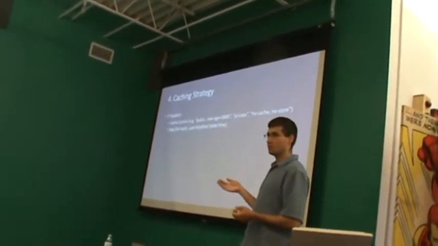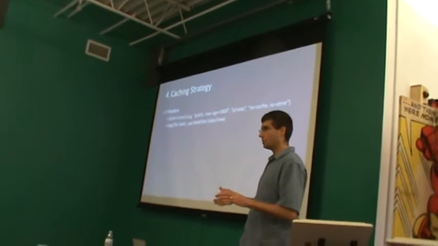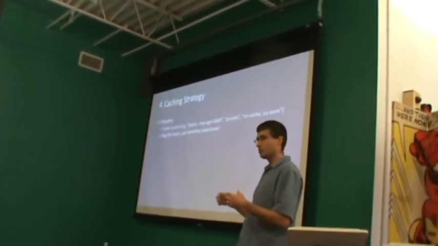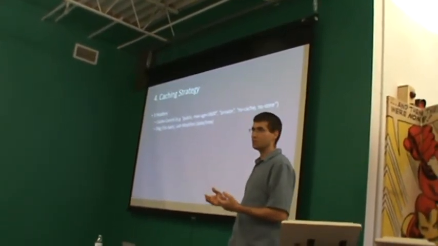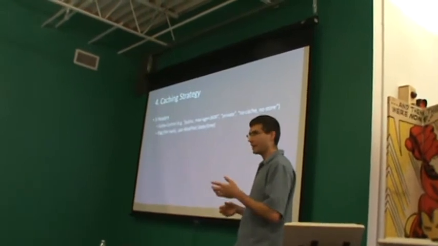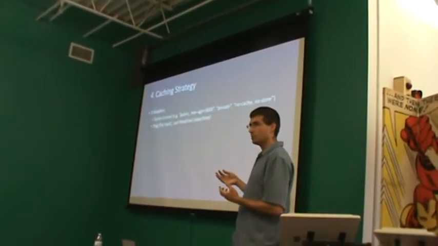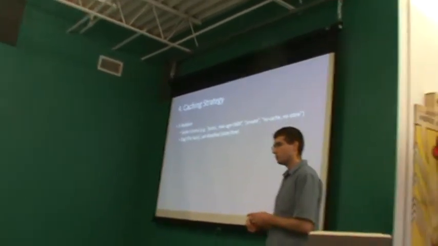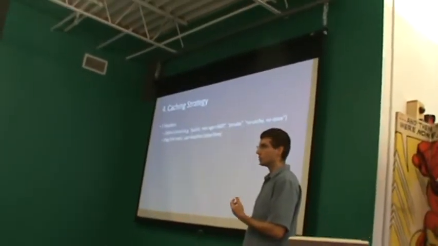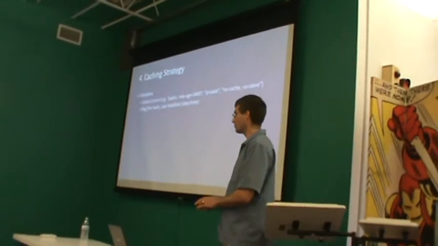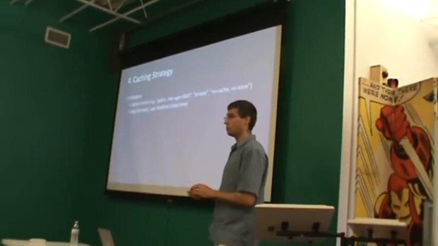Private would be another option that says only the browser level can cache this. Reverse proxies and CDNs and those sort of things can't cache this because it's personalized. No-cache, no-store is what you might use for something that's secure info that you wouldn't even want to be cached on a browser. So maybe banking info or something like that.